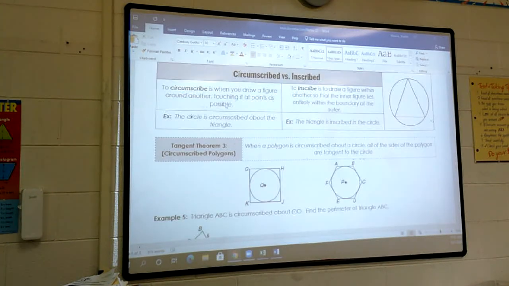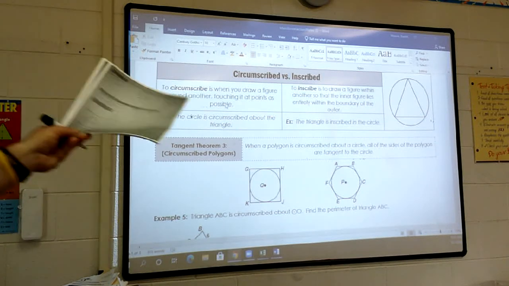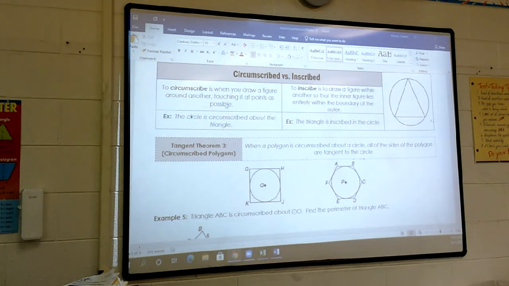So in this case, it says circumscribed versus inscribed. Circumscribed is when you draw a figure around another one, touching it at as many points as possible. So it says the circle is circumscribed about the triangle. That would be that picture over there. Take the circle and put it around the triangle. And see, it touches the triangle at all 3 points. To inscribe is to draw a figure inside. Think about inscribe. That means inside. Inside of the circle. So the triangle is inscribed in the circle, is that example.